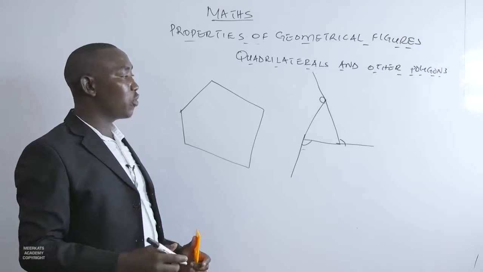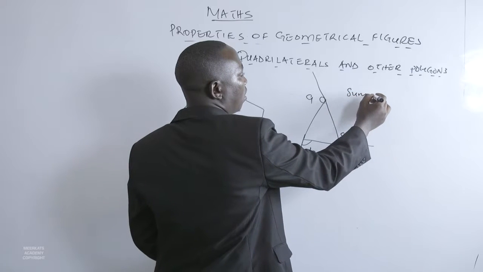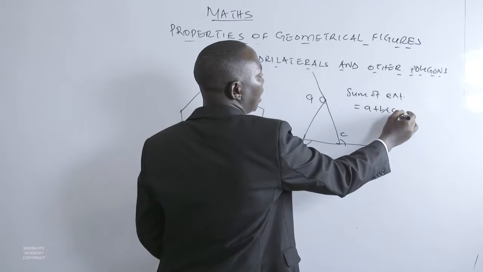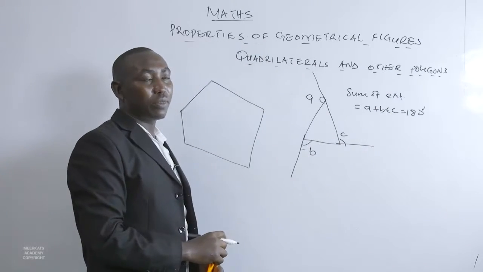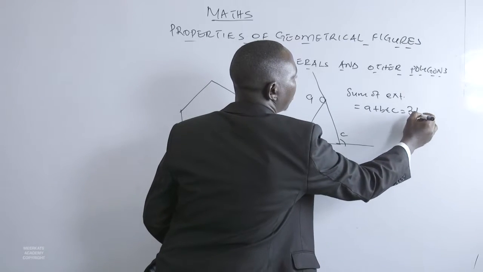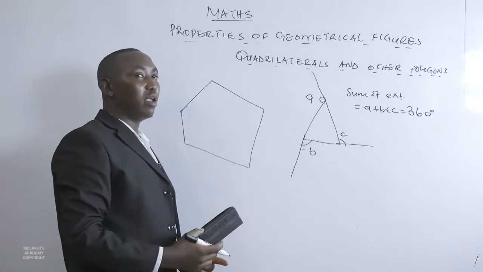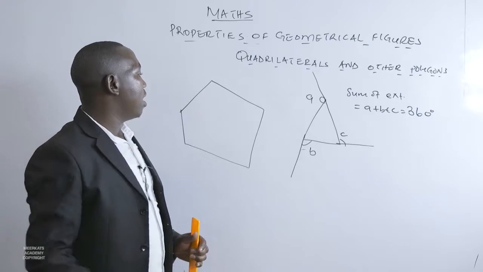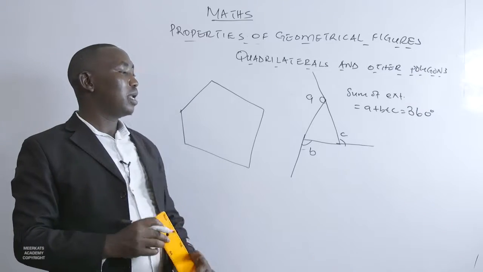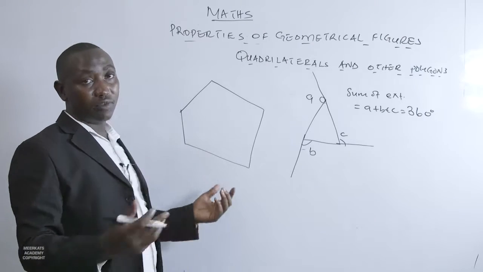And from the calculations that we were able to make, we said that the sum of exterior angles of a triangle, that is A plus B plus C, will be equal to 360 degrees. Let's see for the case of other polygons. Now, if this is a regular hexagon and we want to determine the number of exterior angles it's going to have, then it is very simple.